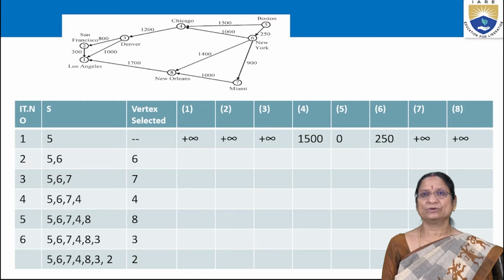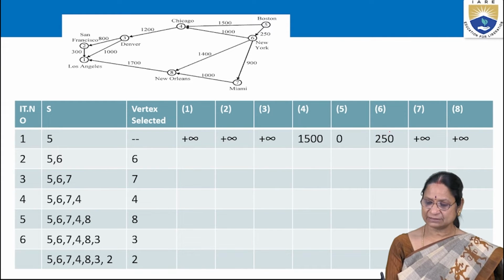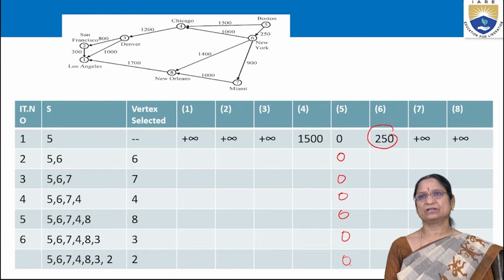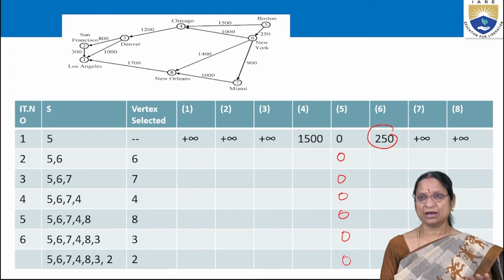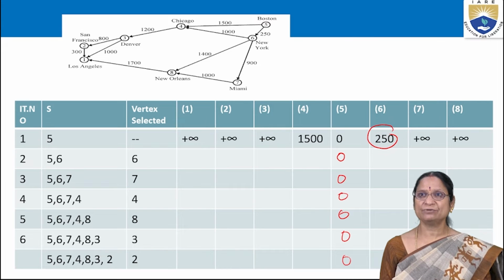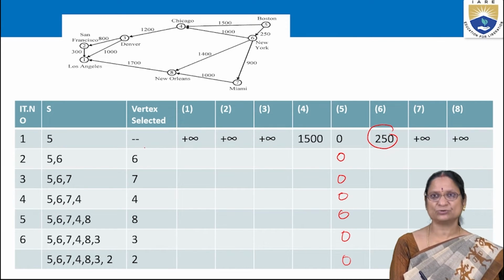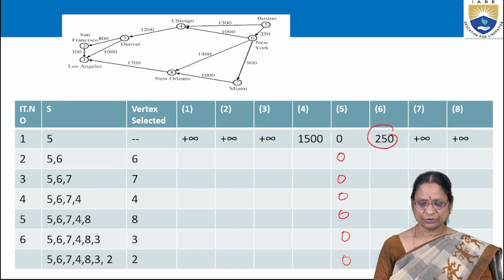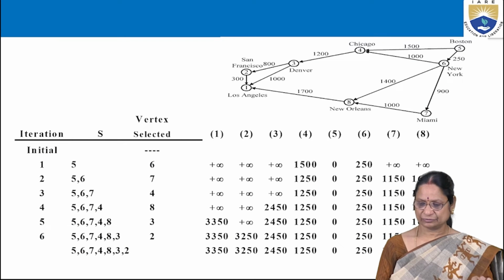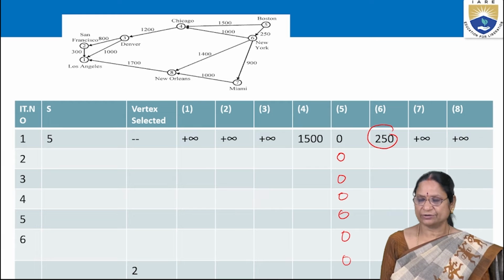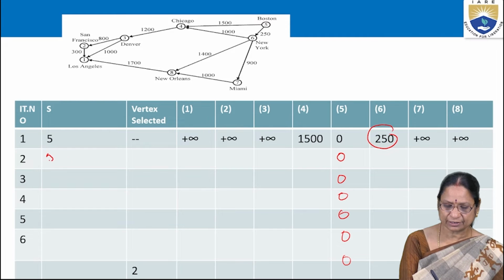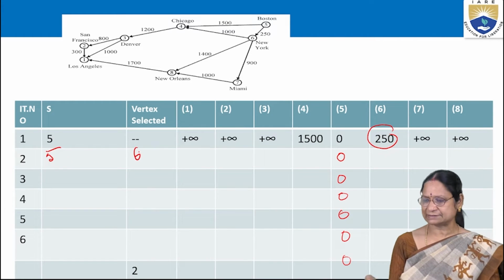Now I'll consider the next row. What is the minimum among them? This is the minimum. You observe that for all other vertices, 5 will only be 0, so no need to consider 5. Now, among all others, 250 is the minimum. So what is the next vertex? 6 must be chosen by us. So 250 is minimum, and the next one is going to be 6.